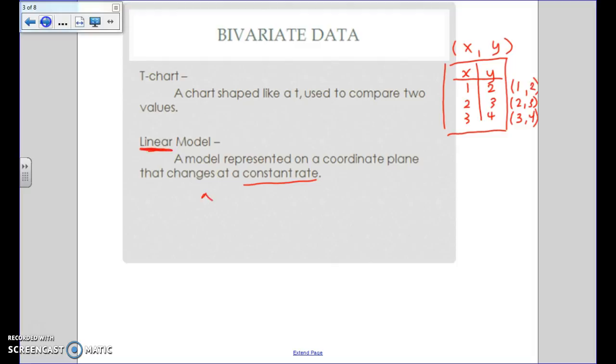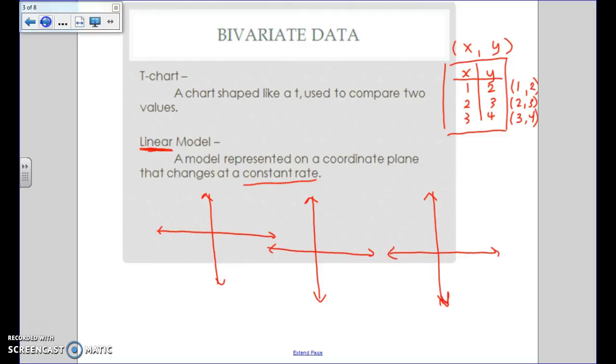And so I would like you to write these examples down with me. I'm going to write 3 of them here. And when you think of the word linear, we have some examples here. I'm going to draw one going like this. I'm going to draw one going like this. I'm going to draw one going like this. Now, when you think of linear and changing at a constant rate, a linear model looks exactly like a line. It looks like a line.